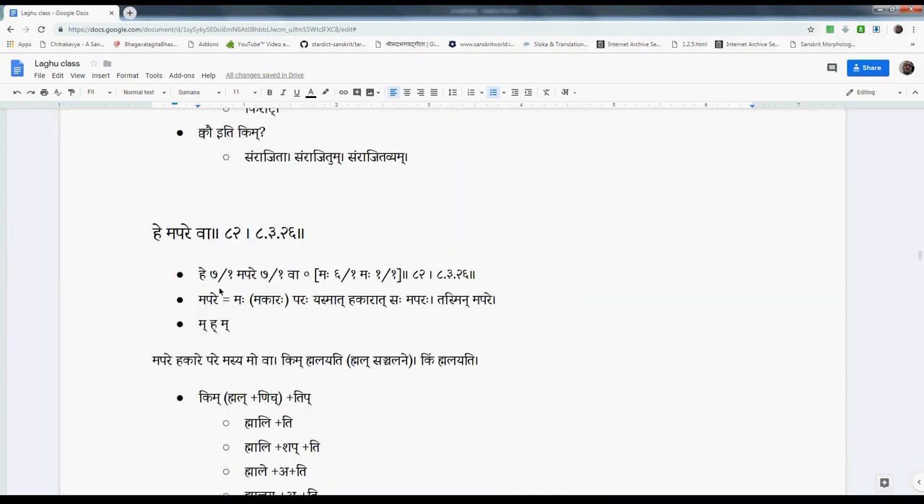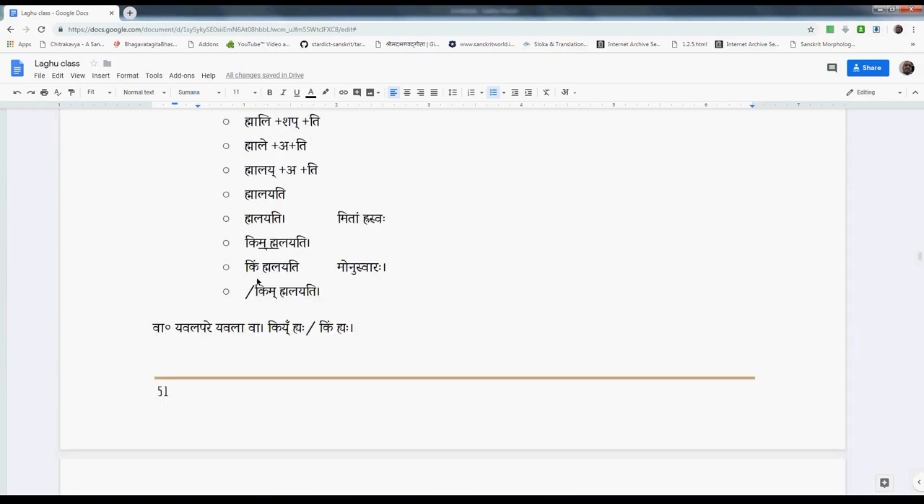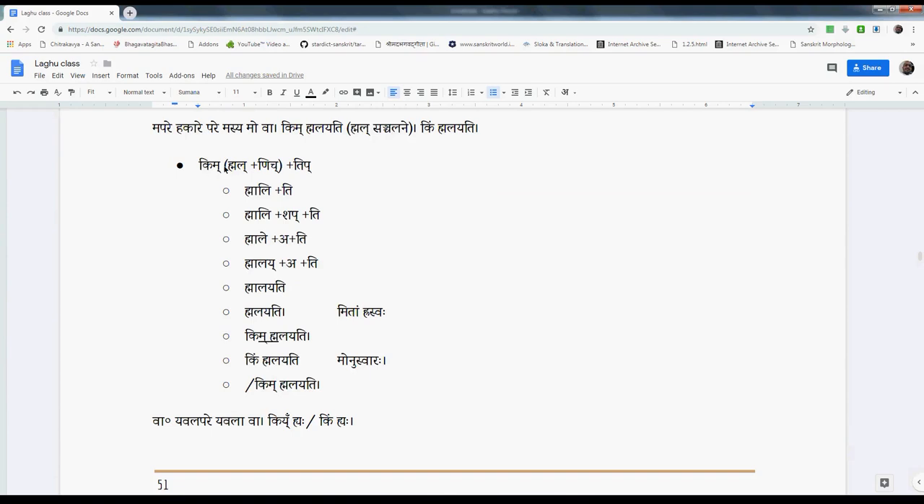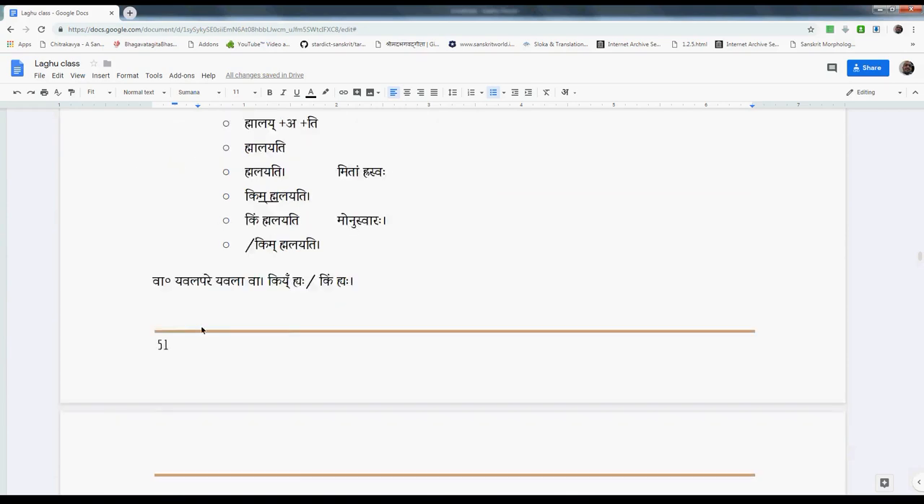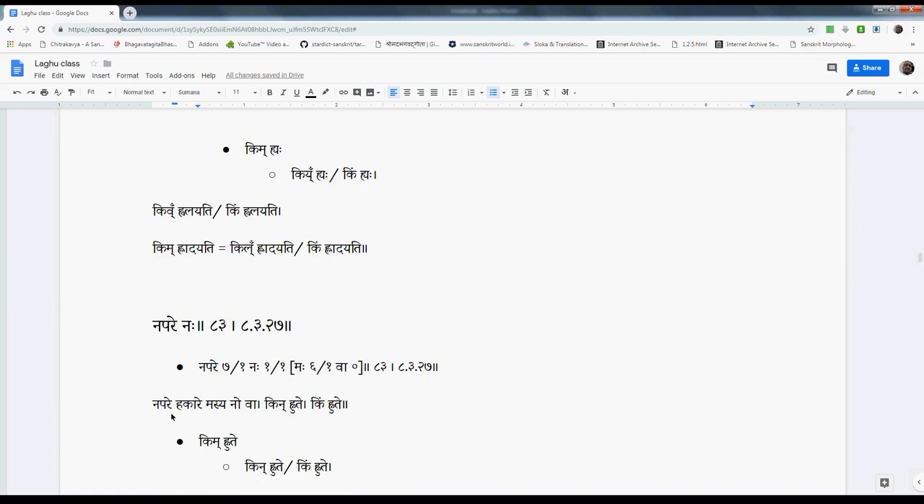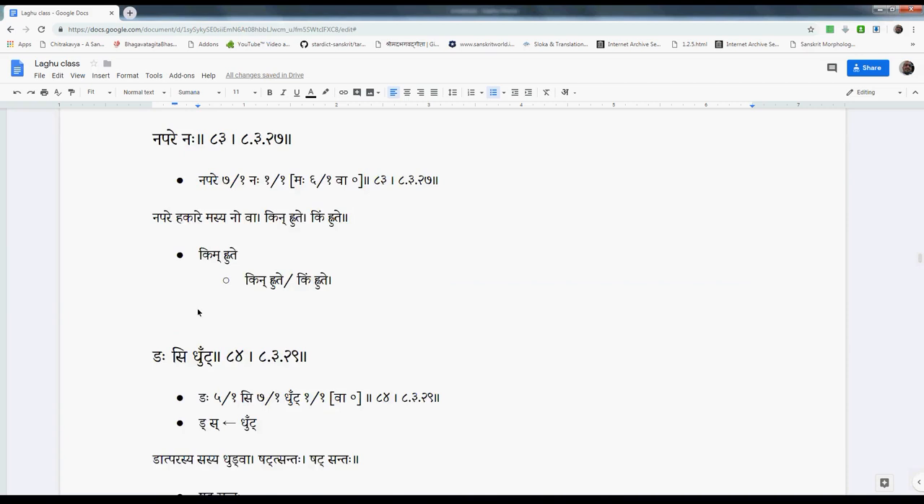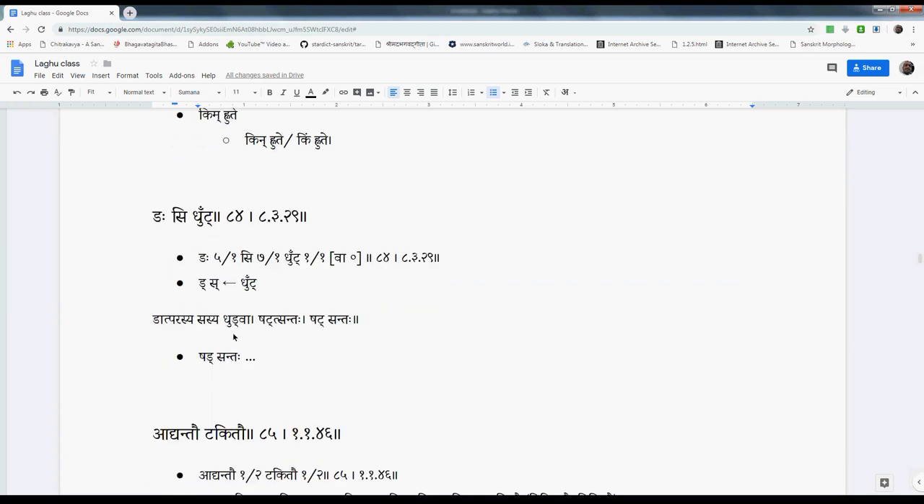He me pare va, he ma pare, he hakare pare, or yavala pare, yavala, these are the adesha. So therefore, in some specific cases, you have to go through this as hap, then na pare. Na pare hakare or in ma pare hakare, what happens? That is given. Dhasi dhud, dhudagama.